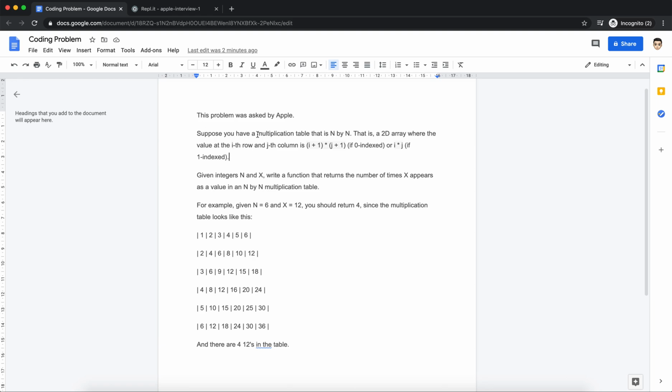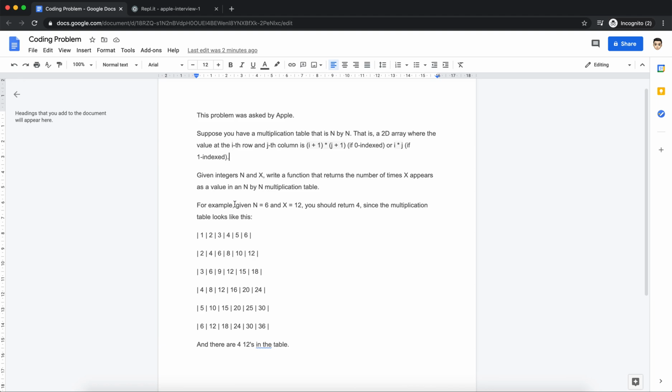So, you are given a multiplication table n cross n, and each of the 2D array values at the ith row and jth column is calculated as i plus 1 multiplied by j plus 1, and you are given two integers n and x. Now you need to write a function that returns the number of times x appears in the n cross n multiplication table, right?